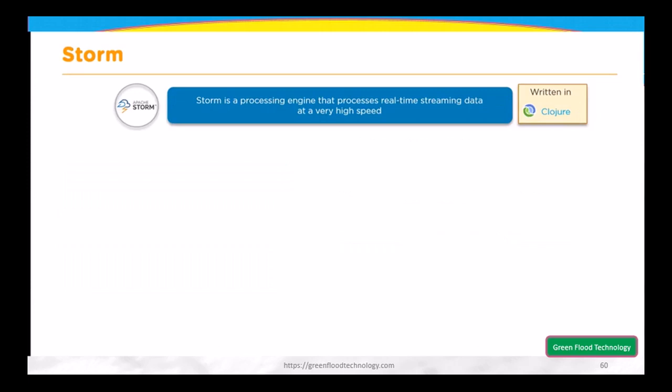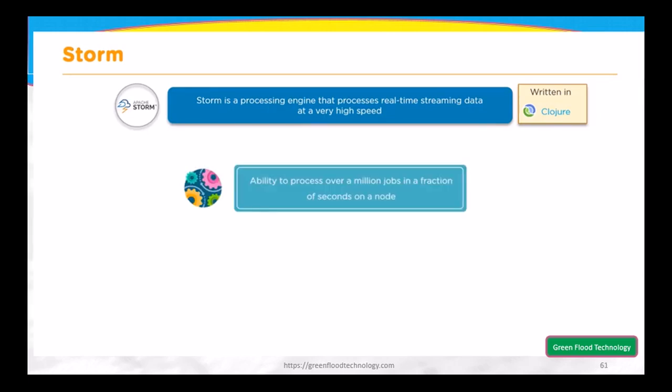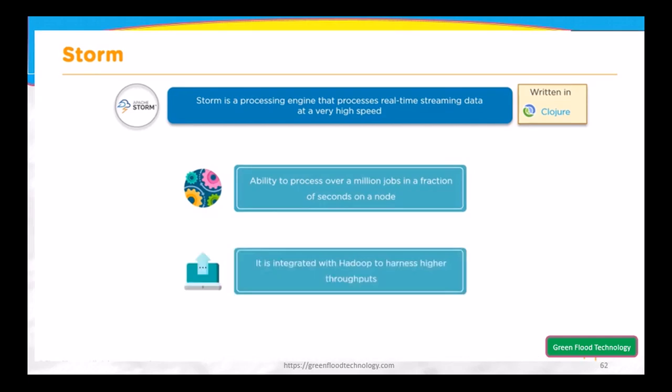Storm is a processing engine that processes real-time streaming data at very high speed. Developed at Facebook, used for the majority of Facebook jobs. Relational database built on Hadoop, maintains lists of tables, schema, SQL-like query languages. Ability to process over 1 million jobs in a fraction of a second on a node. Supports table partition, cluster, complex data types, some optimizations.